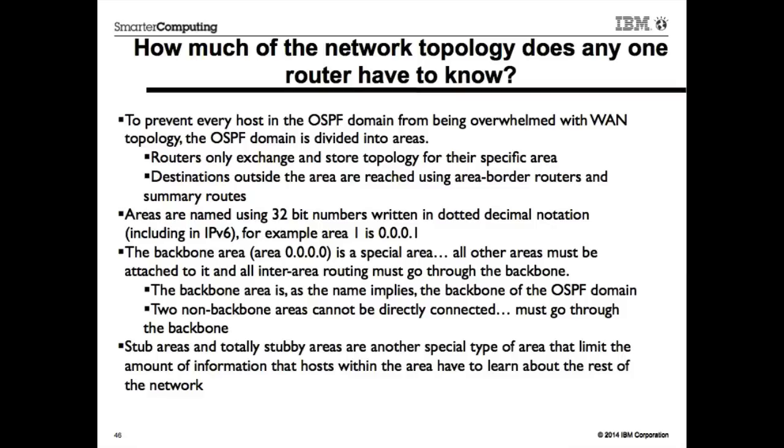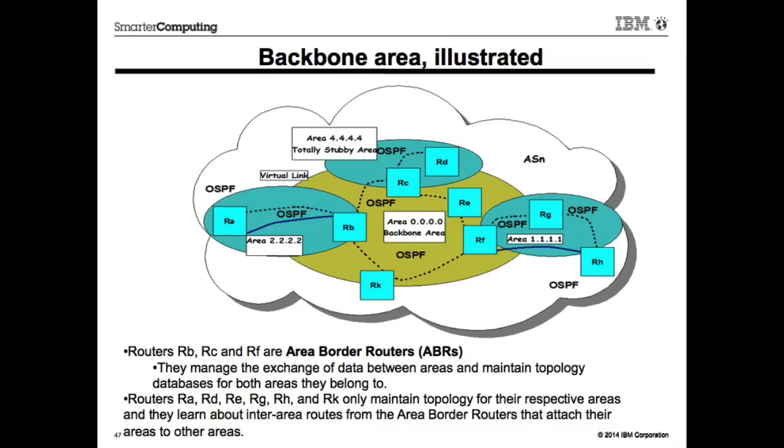There's two other types of area that are important in z/OS. There's what are called stub areas, which are not that interesting. And then there's totally stubby areas, which are interesting. These are special types of areas that limit the amount of information hosts within the area have to learn about the rest of the network. Once again, you have a z/OS box. It's a big box. It's an expensive box. And it's for processing your enterprise data. It's not a router. So we want to use as many optimizations as we can to minimize the routing burden on z/OS boxes. Using areas, using somebody else as designated router, and using totally stubby areas, as I'll explain, are ways to minimize the routing burden on a z/OS box.